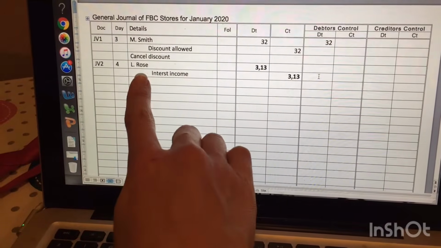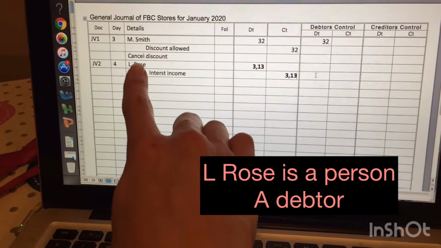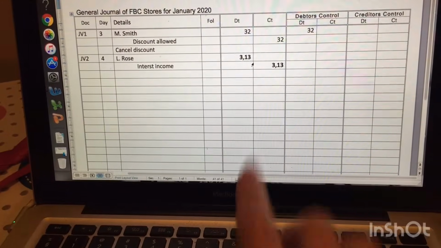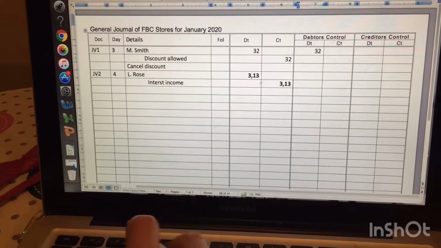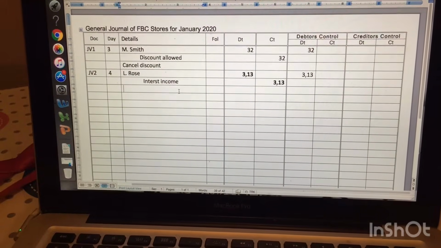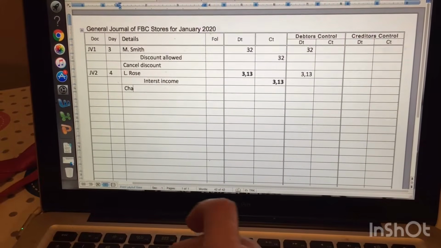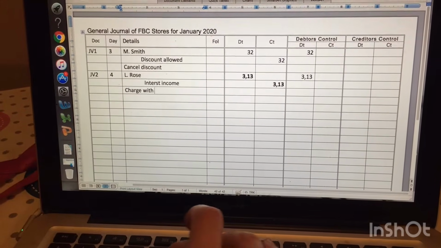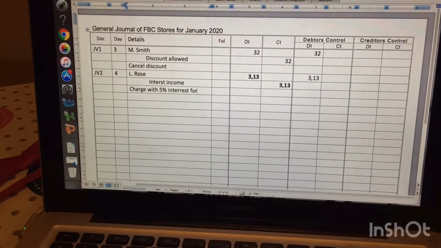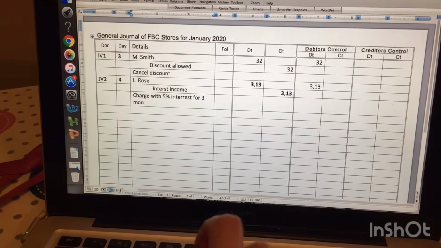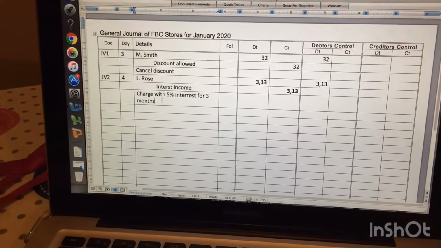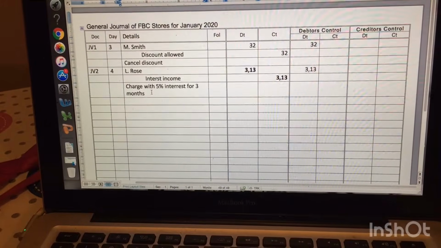But because I'm dealing with a person over here, L Rose is a person. More specifically, this person is a debtor. So then because it's debited over there, I must write it in the debit column under debtors control. And then I must just write my narration, charge with 5% interest for 3 months. You can even put there, charge the account, or charge 250 Rand interest for 3 months.